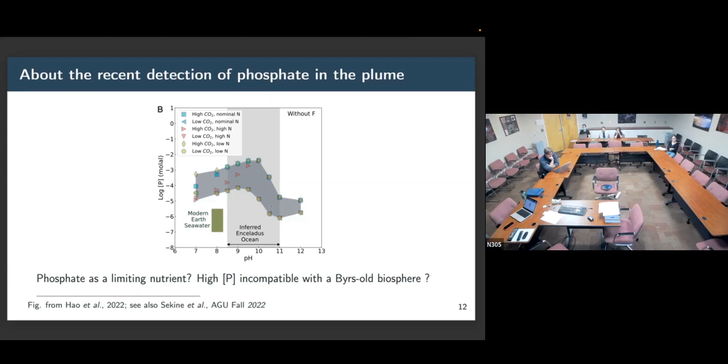Last year, there was a study that used geochemical modeling and predicted that phosphate might be present in high concentrations in Enceladus' ocean. And even more recently, presented at the AGU in December, and probably going to be published in a journal in the coming weeks, was the detection of phosphates in the plume, evocative of a very high concentration of phosphates in the ocean.